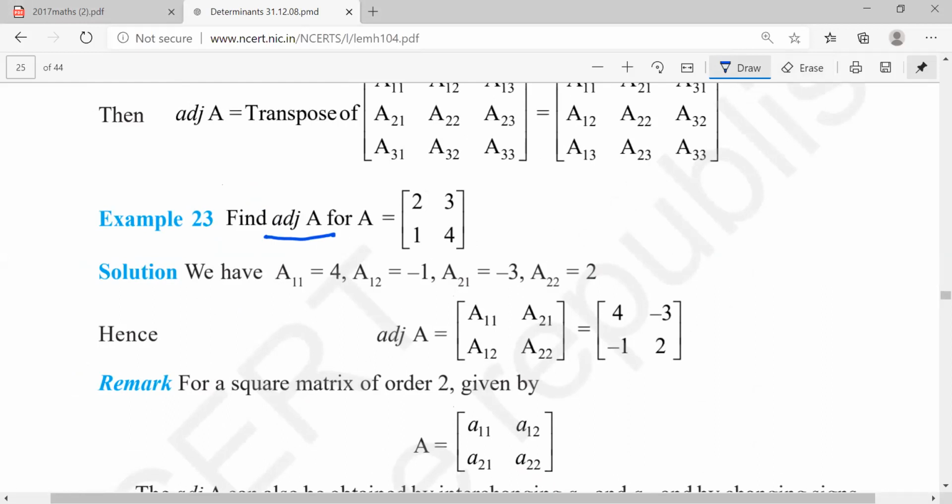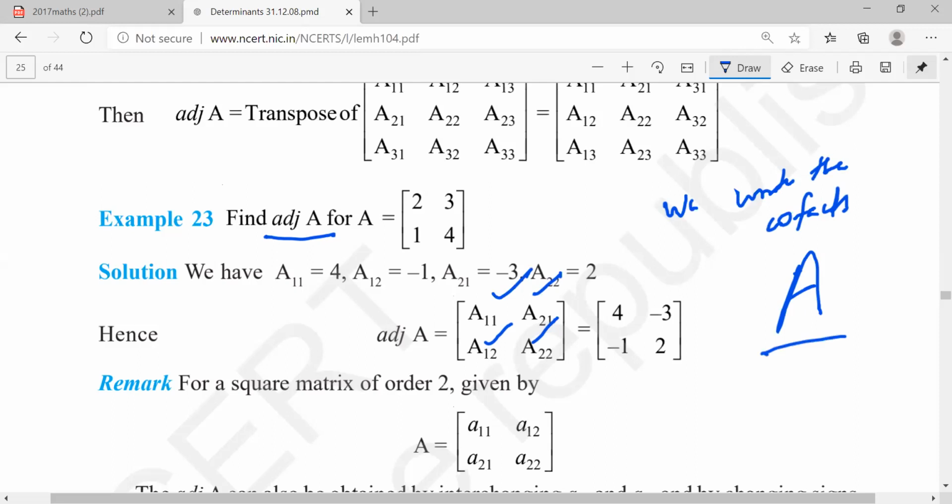For the adjoint of A, we just write all the cofactors. That's it. What is cofactor? Capital A. We just write the cofactors. In order to find the minor, again, I'm just repeating: if you want to find the minor of this, 2, cut this part and this part, the remaining thing will be 4. That's it. This is the answer.